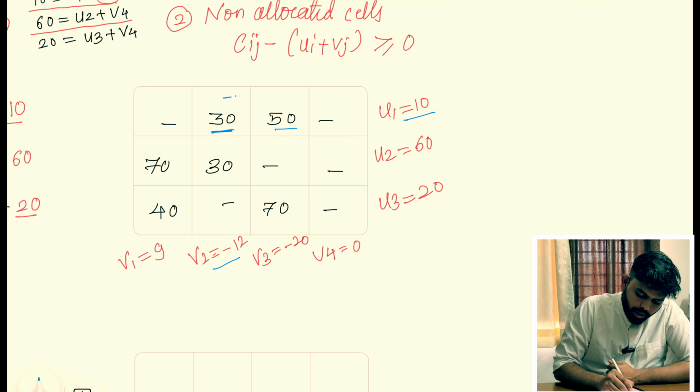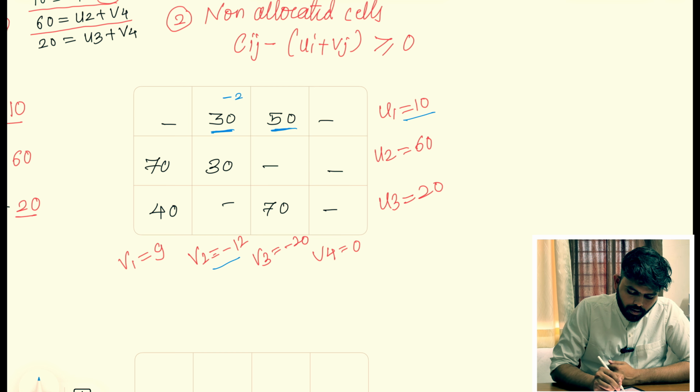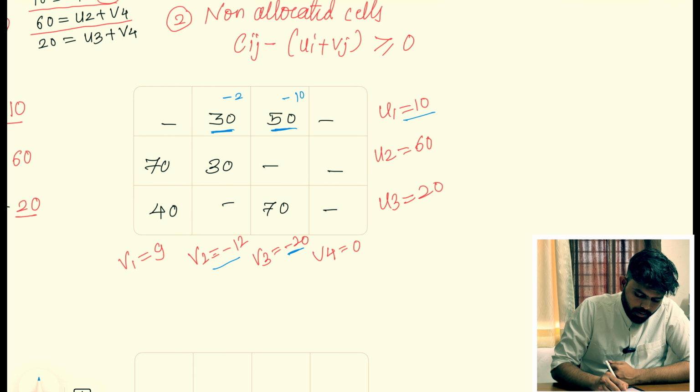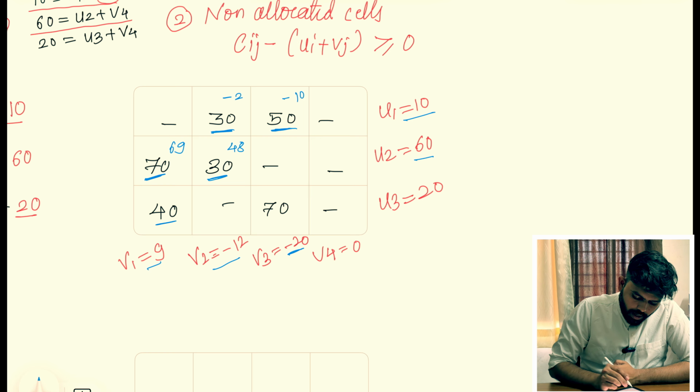Similarly, at first row and third column, cell value 50, we have 10 and minus 20. So we will write here minus 10. At this value, we will write 60 plus 9, that will be 69. At this position, we will have minus 12 plus 60, that will be equal to 48. At this position, we will write 9 plus 20 as 29. And at this position, we will write 20 minus 20 as 0.